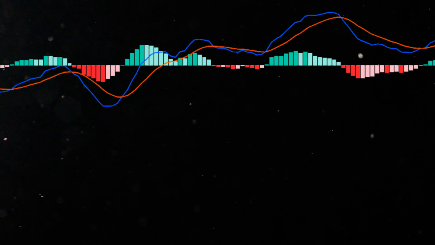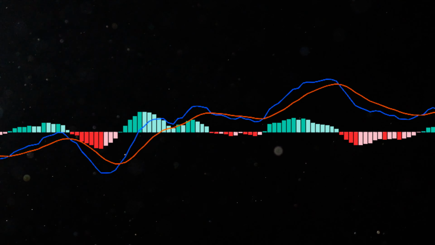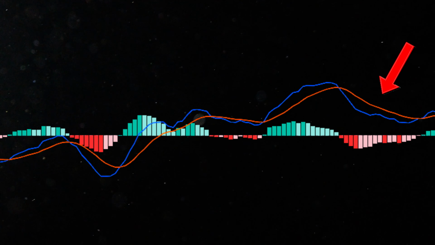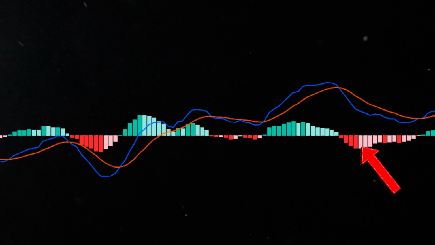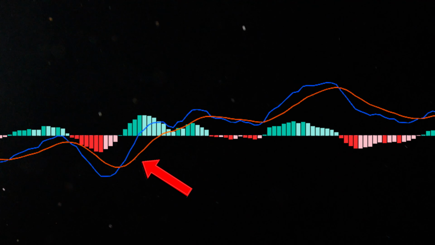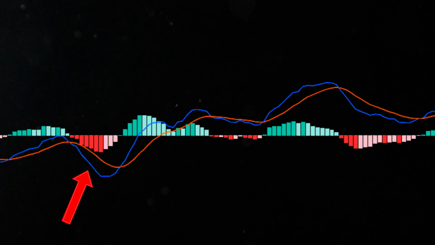The MACD is made up of four things: the MACD line, the signal line, the histogram, and the zero line. The MACD line, that's your blue line, is typically a 12-day moving average. The signal line, which is orange, is usually a 26-day moving average. The histogram shows you the gap between those two lines. Small gap, small histogram. Big gap, big histogram. And once the MACD line crosses above the signal line, the histogram turns green. If it crosses below, it turns red.